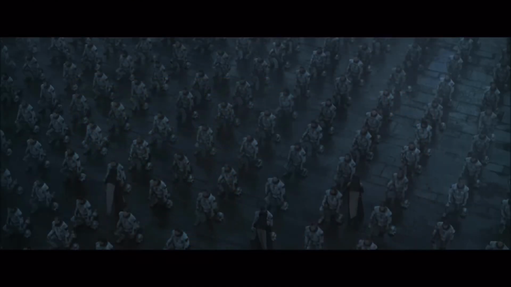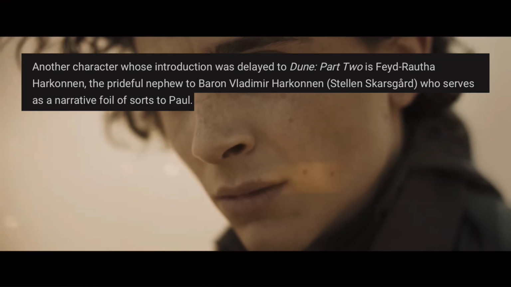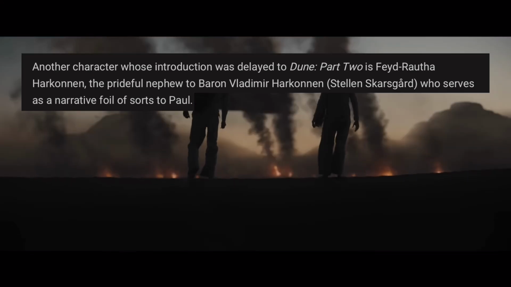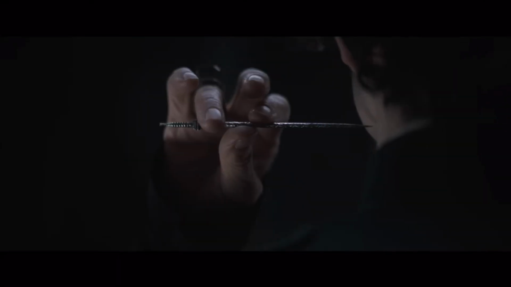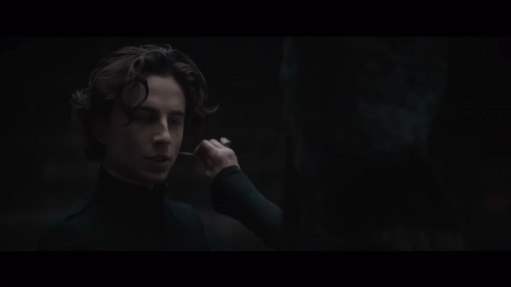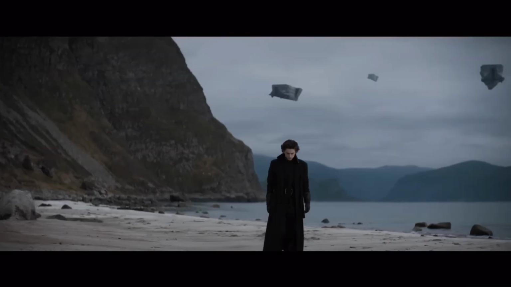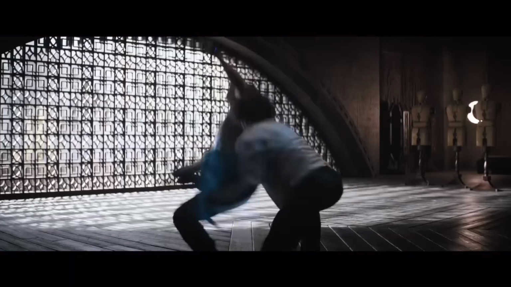Number 9, Feyd-Rautha Harkonnen. Another character whose introduction was delayed to Dune Part 2 is the prideful nephew to Baron Vladimir Harkonnen, who serves as a narrative foil of sorts to Paul. I mean, it's already a very long story, so I guess you've got the Baron there as kind of the representative of House Harkonnen in the first movie. How many Harkonnens can you really fit in? I'm okay with him being omitted from Part 1.